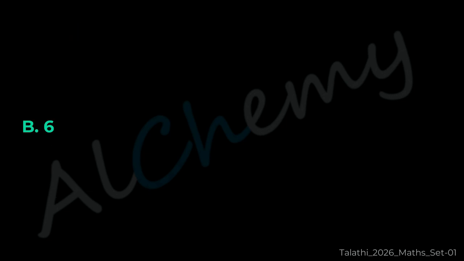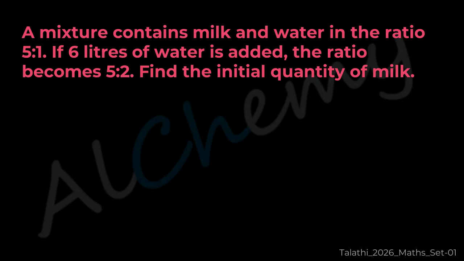The correct answer is B. 6. Question 45. A mixture contains milk and water in the ratio 5:1. If 6 liters of water is added, the ratio becomes 5:2. Find the initial quantity of milk. A. 20 liters, B. 25 liters, C. 30 liters, D. 35 liters.